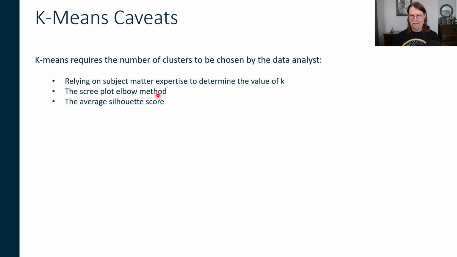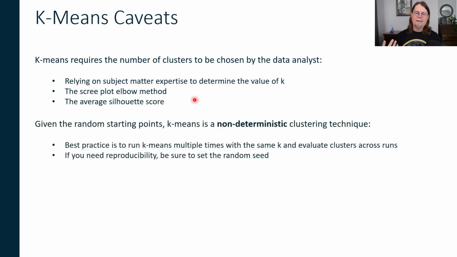But also use these other techniques, just to validate that maybe, in fact, the prevailing wisdom is not correct. The textbook I'll recommend will teach you about these techniques. Now, in general, given the random starting points, k-means is non-deterministic, because if you don't set the random state, you'll get different results every single time. Because of this, it's best practice to run k-means multiple times.